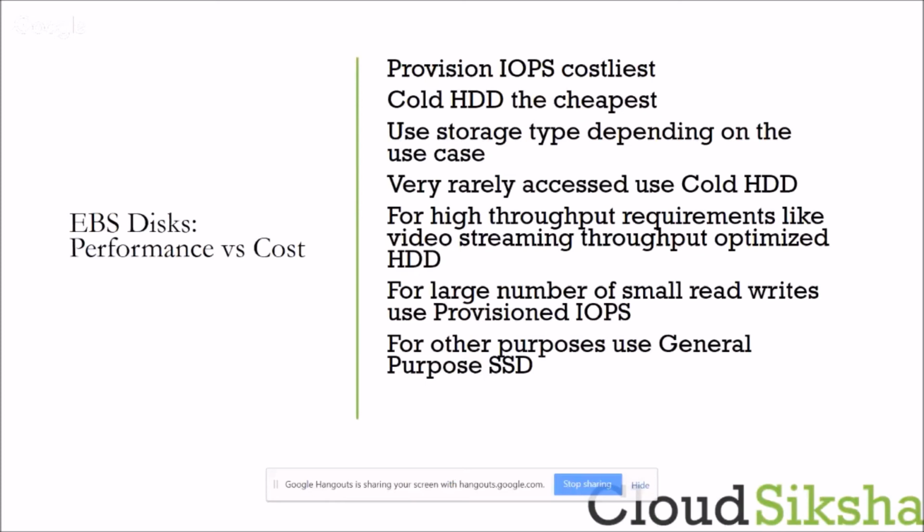So don't think that every time I want to take a cold HDD because it's the cheapest, but it will have an impact on the performance. Or don't look at every time I want IOPS, provisioned IOPS, because that is very costly. And if you're not accessing your data very often, then going for provisioned IOPS may not be the right solution. So look at what they are asking you in the question as to what is the primary concern, what's the application which is there, and accordingly map the disk that would suit that application, and will also ensure that the performance and costs are balanced. That's what you need to do when you're looking at EBS disks.